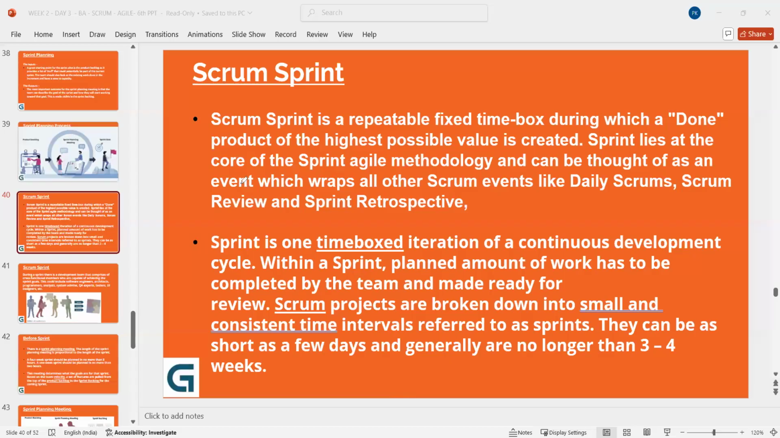Any doubts in this, any doubts into Scrum events, sorry, Scrum sprint? Anyone? All okay? Please send me thumbs up if you're not able to unmute, or say okay, whichever works. Okay. Thank you, thank you. Yes.